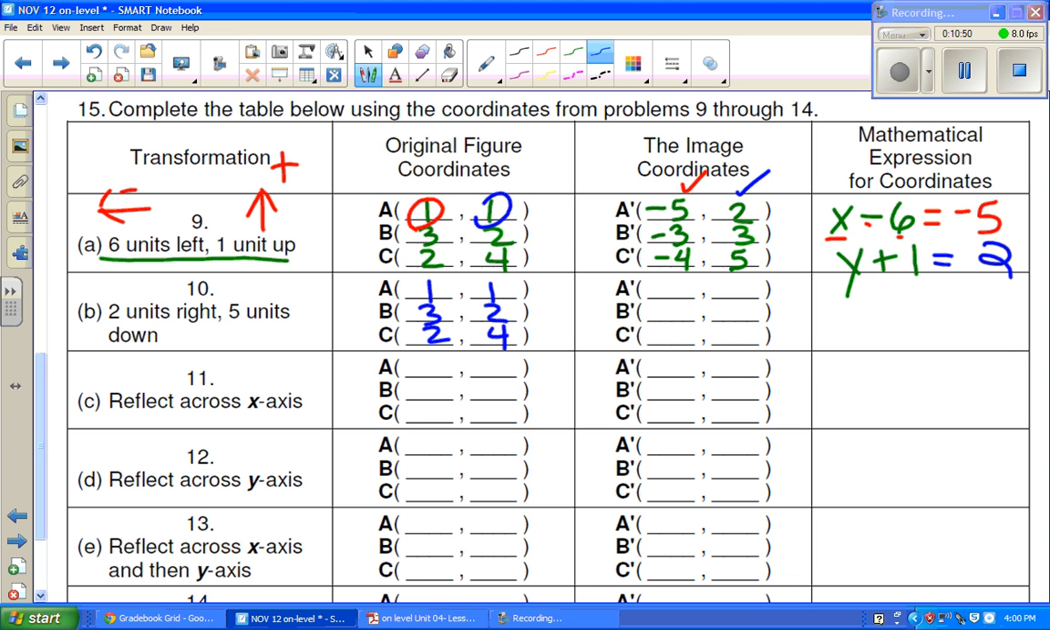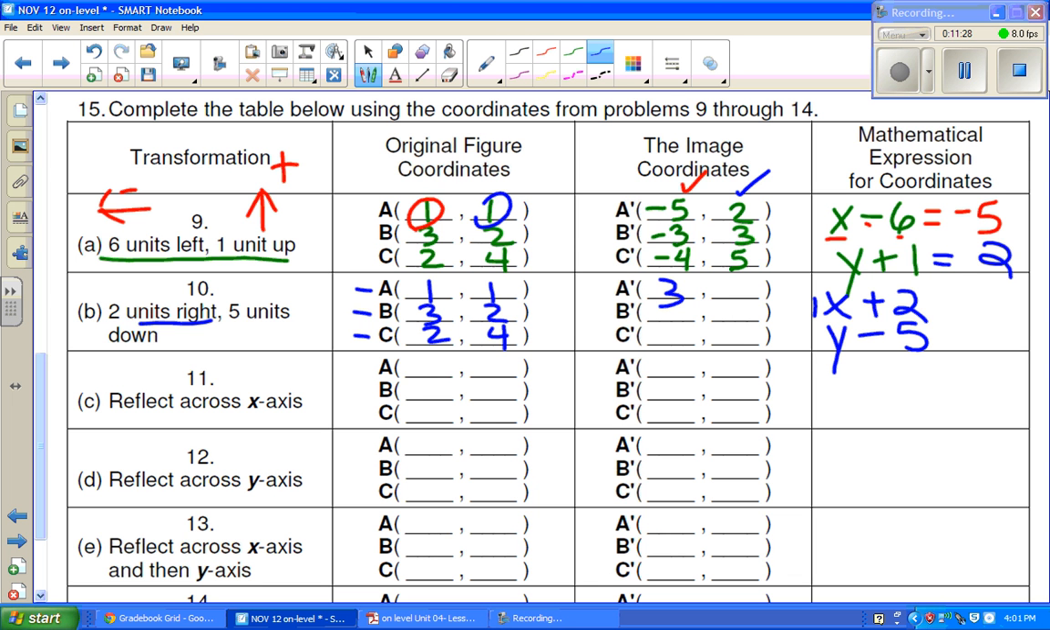Only using our mathematical expression, let's take a look at it. So x was 2 units to the right. So that will be x plus 2. And y was 5 units down. So that's y minus 5. Now, if we put in our original coordinates here, and we say x plus 2, 1 plus 2, that will give us 3. And if you go back and look at B on your coordinates, you would see that that rule is correct.